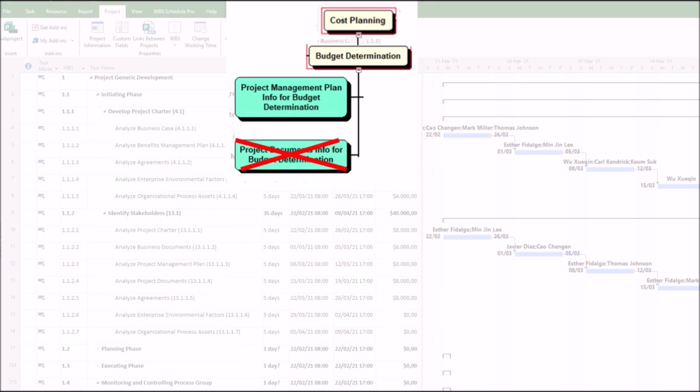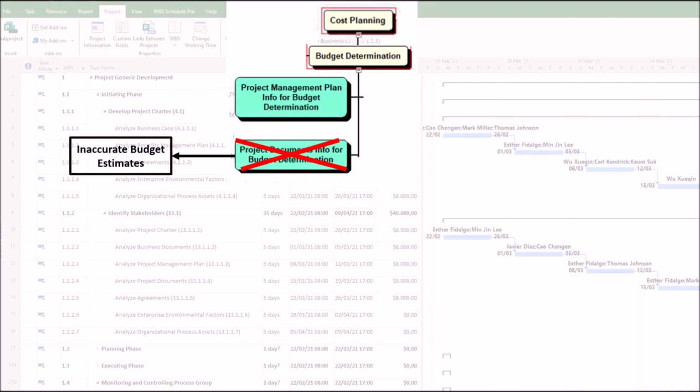How can a poor project documents analysis harm the determined budget process? A poor analysis of project documents in the determined budget process can lead to significant financial, operational, and strategic risks for the project. Here's how a poor analysis of project documents can cause harm.